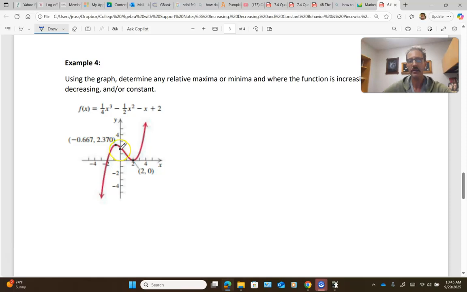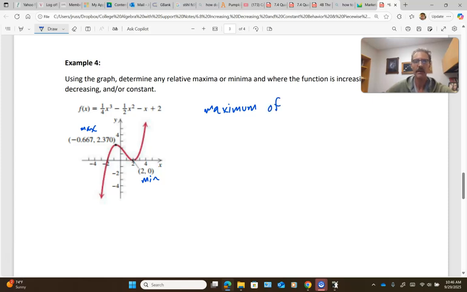This is just a transformation of that basic x cubed function. Now it's a transformation such that it's been shifted some. It actually goes up, then comes back down, then goes up again. Well, looking at this, you can see that right here we've got a relative maximum, and right here we have a relative minimum. So I'll label each of these max and min. We'll go ahead and do the maximum first.